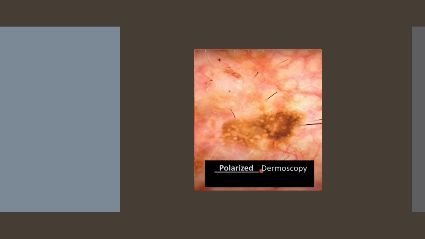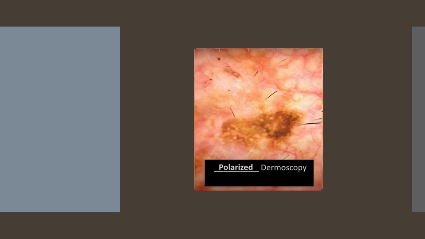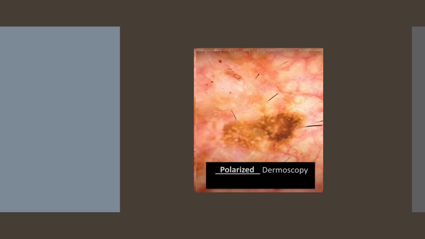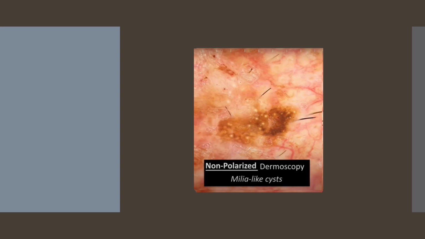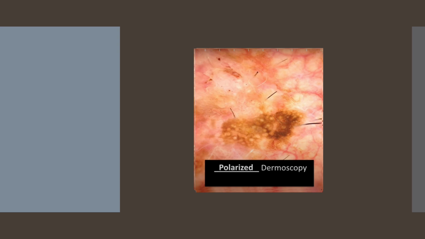This is the same lesion under polarized dermoscopy, and these white structures are not as clearly visible as in the non-polarized mode. You will be able to appreciate this difference more if you toggle between the non-polarized and polarized mode. You see, these milia-like cysts are more clearly visible in the non-polarized mode as compared to the polarized mode. So, milia-like cysts or the epidermal structures are more clearly visible in non-polarized dermoscopy.